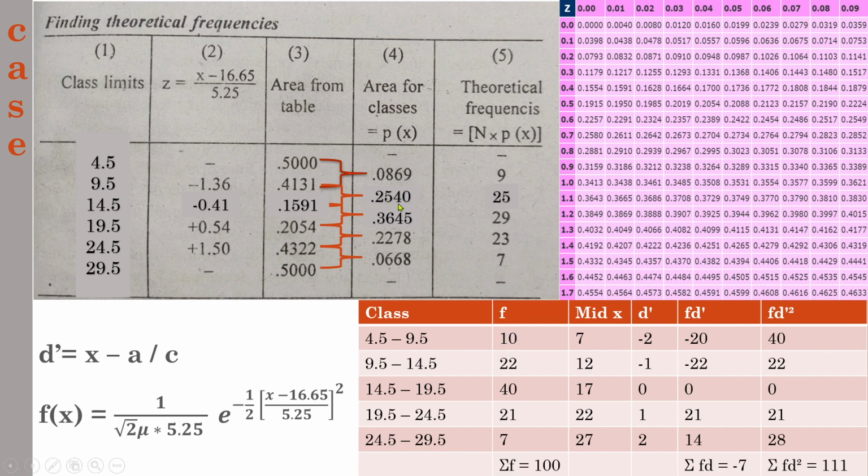Next one, 0.2540 into 100, you will get 25. Next one, 0.3645 into 100, you will get 36. Next one, 0.2278 into 100, you can write it as 23. And finally, 0.0668, you will get 7. And the last, at both ends, that is the beginning and the end, the lower limit and the upper limit, let it remain a dash. So you have got the theoretical frequencies with regard to the X and F given in the question. This is what you have to find out, and for finding this you are fitting your normal distribution setup, where we have followed all these steps.